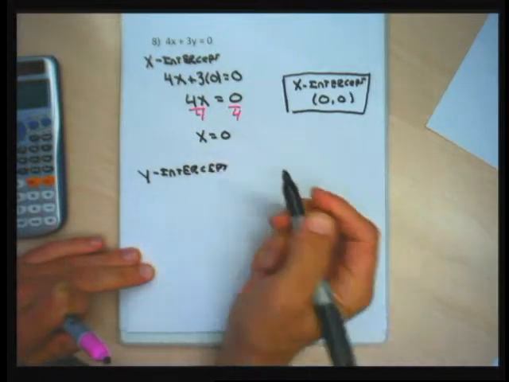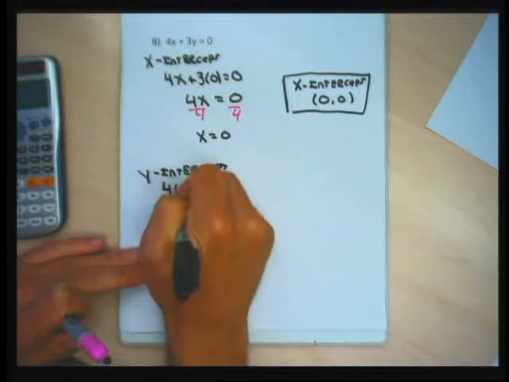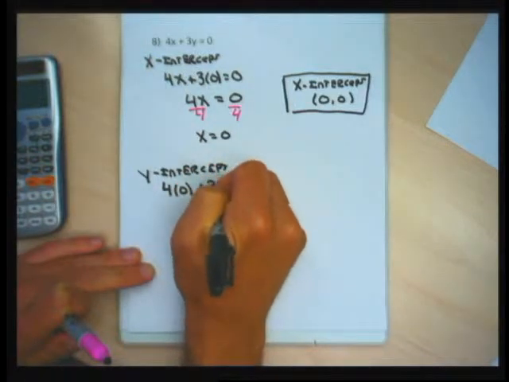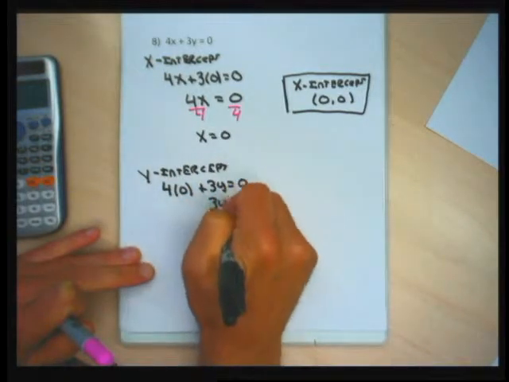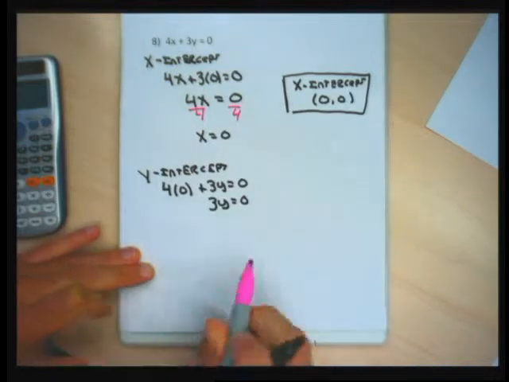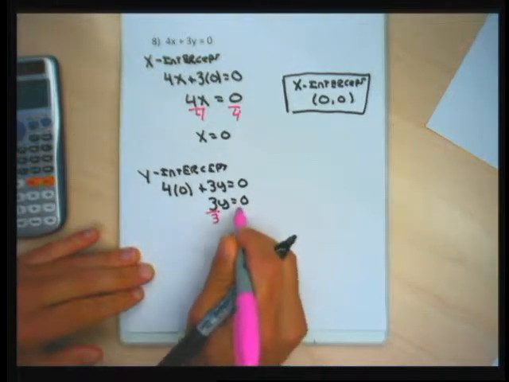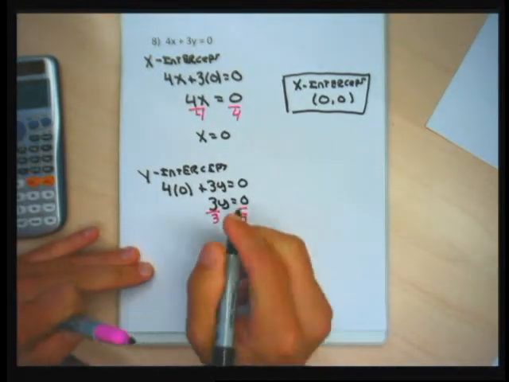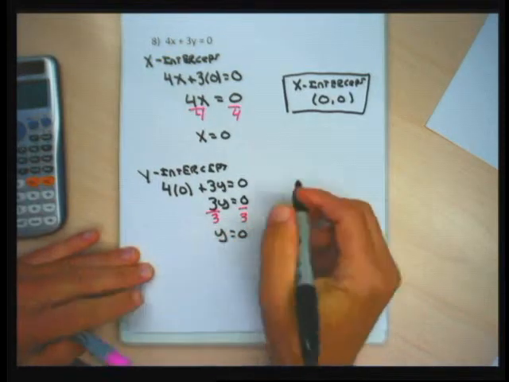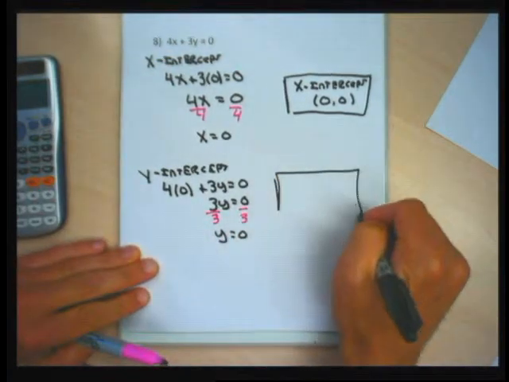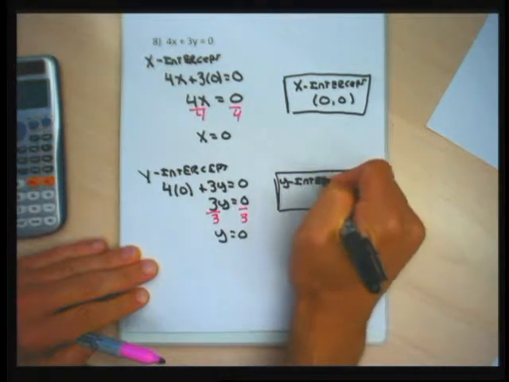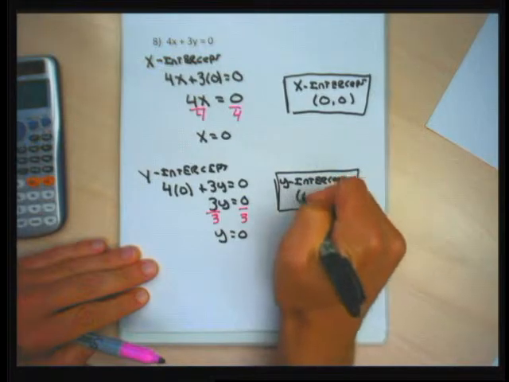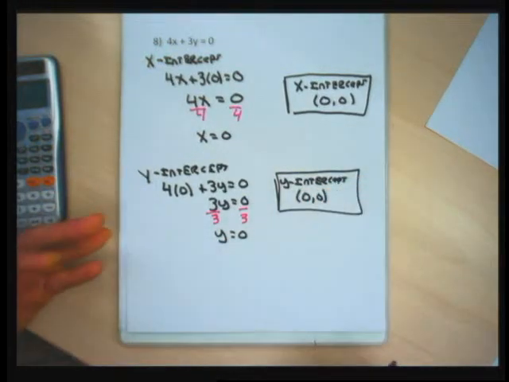To do the y-intercept, I plug in 0 for x. I go 4 times 0 plus 3y equals 0. The 4 times 0 piece is 0, so you get 0 plus 3y is 0, which gives me 3y equals 0. And then I divide by 3. Any fraction with 0 in the numerator is equal to 0. So I get the y-intercept is also the point 0, 0, which means I'm going to need to know the slope.